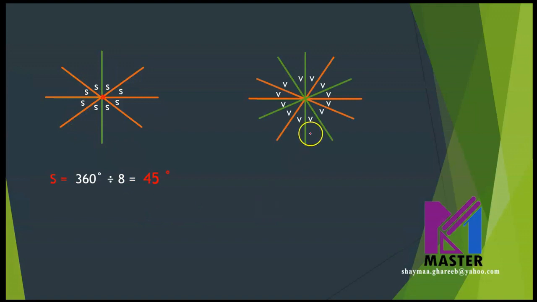Now look at this diagram. Exactly the same, but the number of angles is different. How many angles do I have in this diagram? I have 12 angles. So this time I will divide the 360 by 12 because all of the angles are the same size. How did we know? Because all of them have the same letter, V. Okay, so I will divide the 360 degrees by 12, which is 30 degrees. Is this clear?